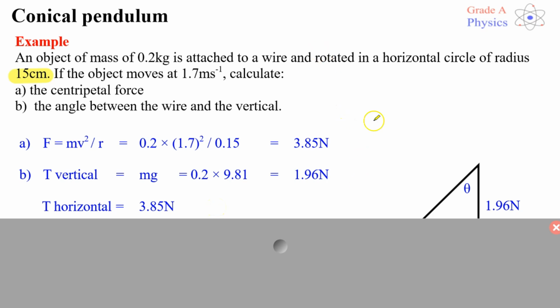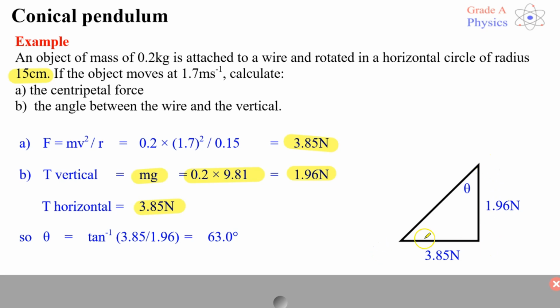So vertically, the forces are balanced. The vertical component of tension is balancing mg. I know the mass and I know g, so I can find the vertical component. We said that the centripetal force is provided by the horizontal component of tension. So if I know these two components, then I can do a little bit of trigonometry. The 1.96 is the vertical component, the 3.85 is the horizontal component. I'm trying to find theta, so tan to the minus 1 of 3.85 over 1.96 will give me 63.